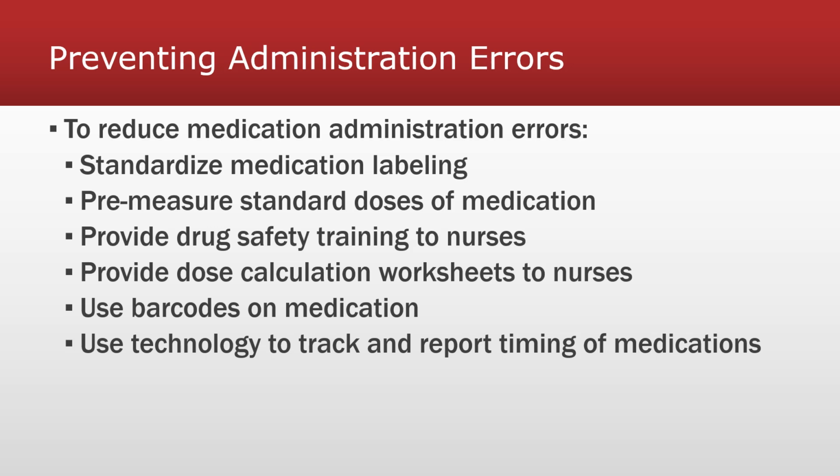Nurses receive drug safety training and tools like dose calculation worksheets, so they have confidence in every decision. Technology also plays a major role. Barcodes on medications allow nurses to scan both the patient's wristband and the drug, confirming the match before a single pill is given. And advanced systems can track and report timing, ensuring medications are delivered exactly when they are needed. No more guesswork, no more missed doses.